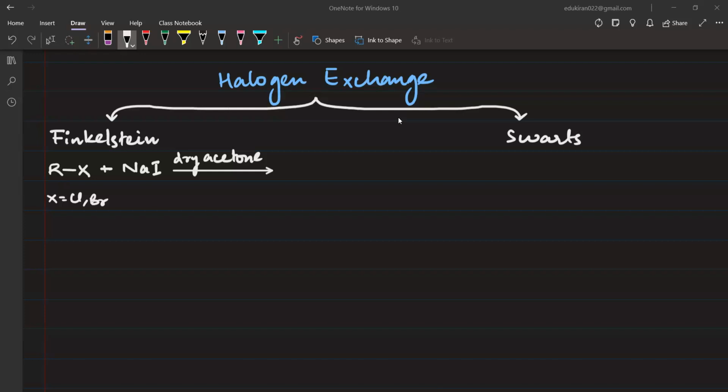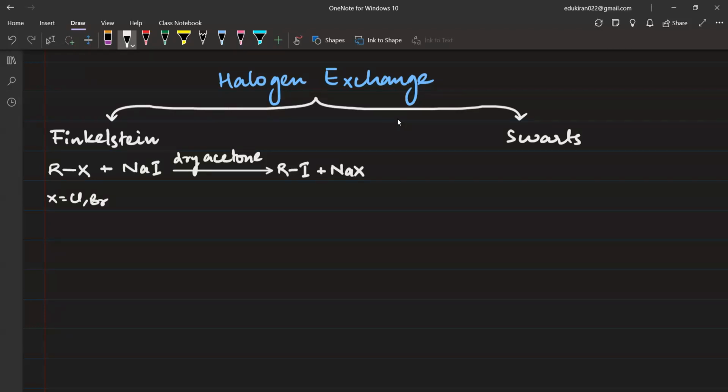And obviously, dry acetone has nothing to do with the reaction itself. It is just providing a surface for the reaction. The reaction is happening there. Okay, so in the presence of dry acetone, we are going to get RI, alkyl iodide, plus NaX, whatever halogen we are using.